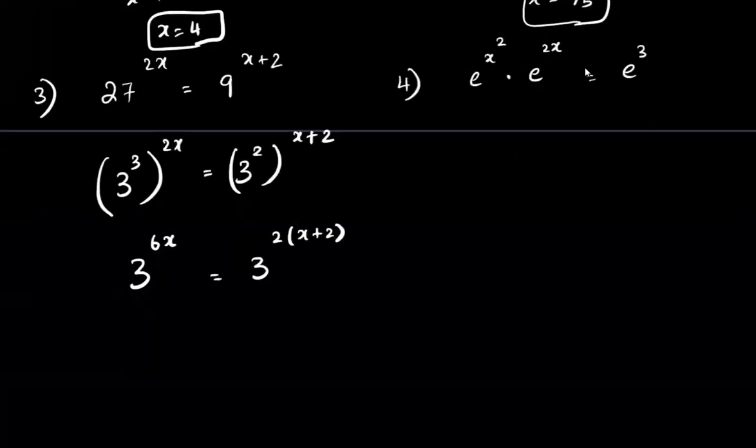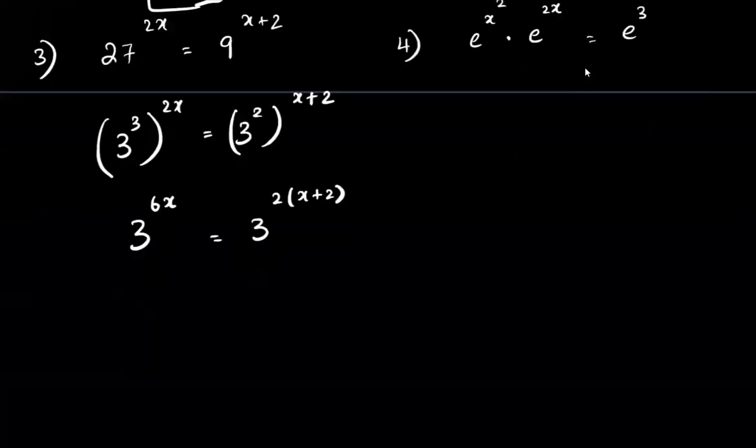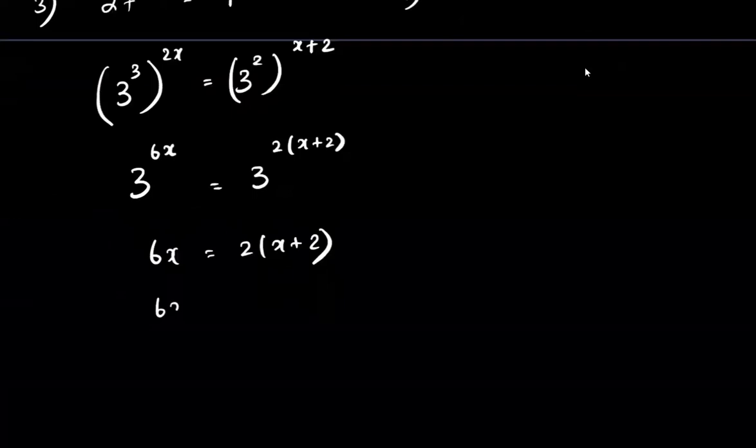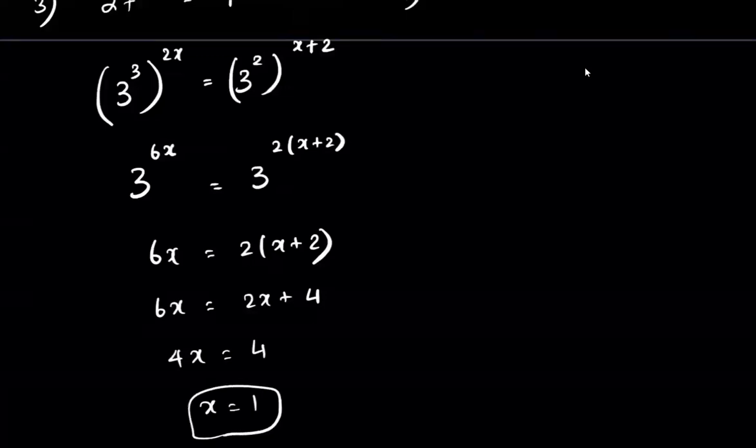Now we have got the two exponents with the same base. So now I can set up an equation that looks like this. I distribute the right-hand side. I move the 2x over here. x equals 1 is my answer.